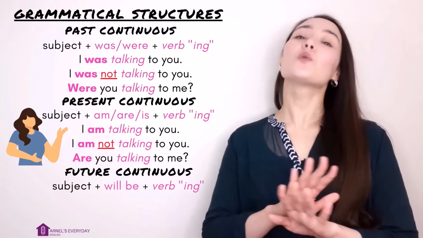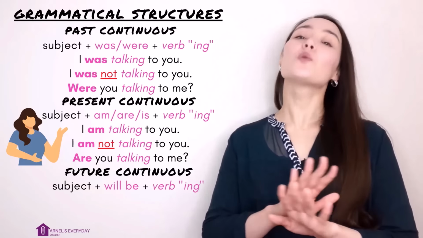Are these actions permanent or temporary? Permanent means long-term or forever. Temporary means short-term. So, do you think these actions are permanent or temporary? These are temporary. Continuous tenses express a temporary action or situation. They are not permanent or repeated actions like the simple tenses.